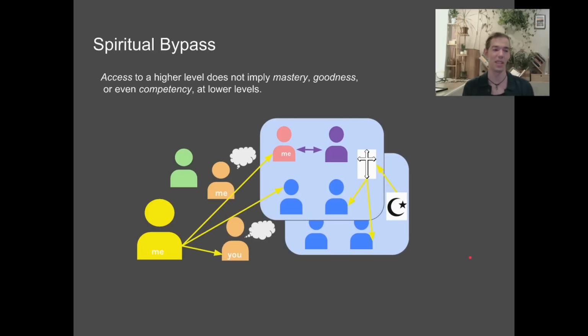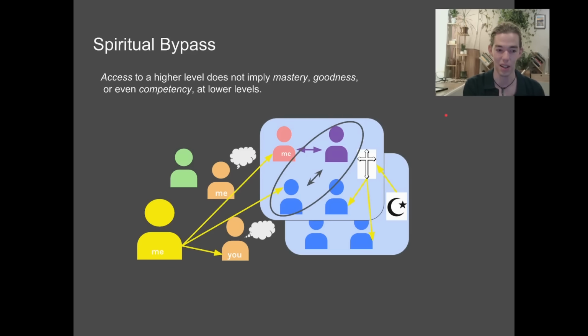Yeah, that's very interesting. All right, spiritual bypass. Spiritual bypass is a term that gets thrown around a whole lot in meditation communities and spiritualist communities, and it's used rather loosely. And I think my favorite thing about spiral dynamics, about this framework, is that it made it really clear to me what is meant by this term, like what's really going on when someone is spiritually bypassing. And this is the observation that access to a higher level relies on access to a lower level, but it does not imply mastery, goodness, or even competency at lower levels.